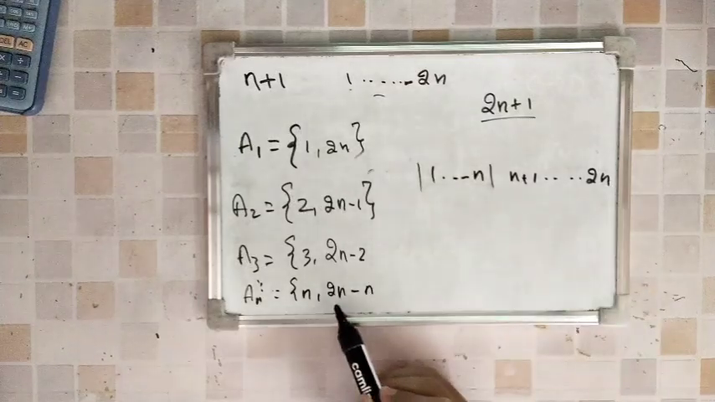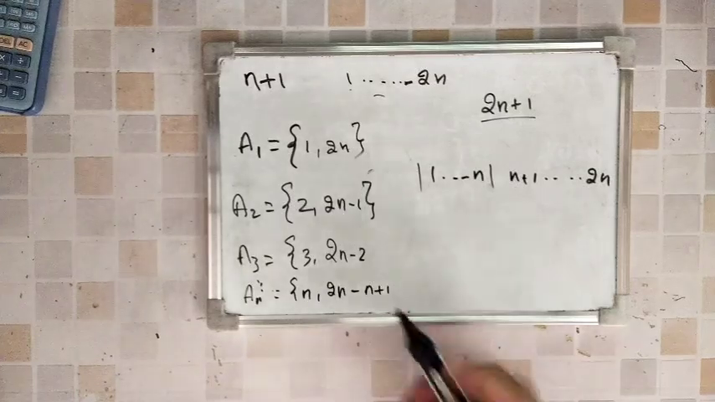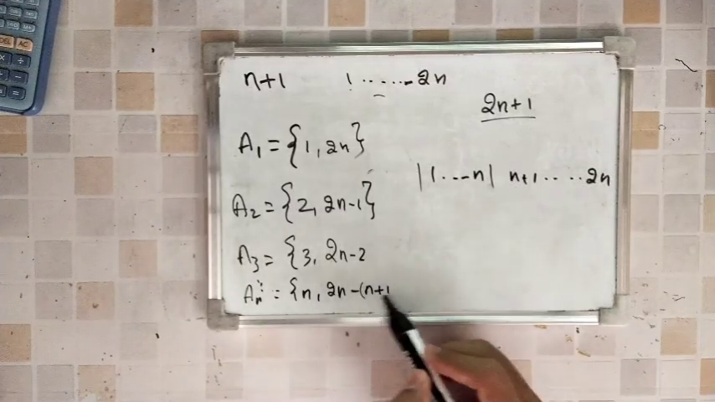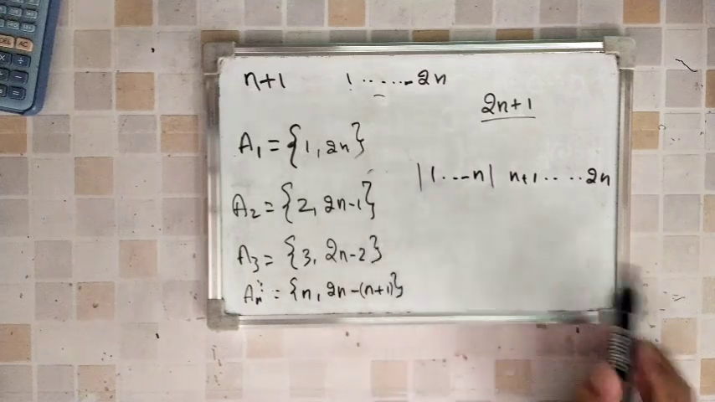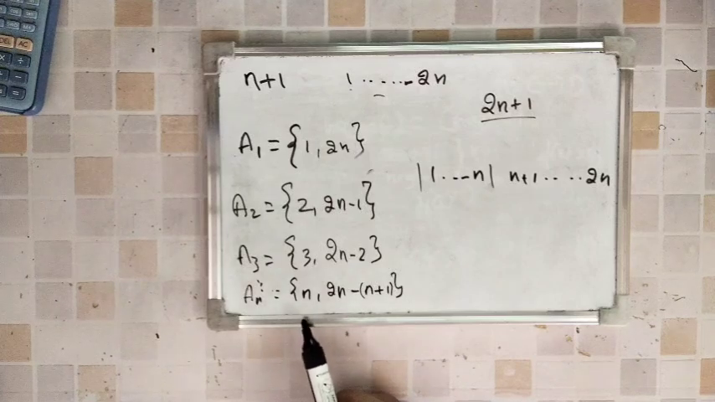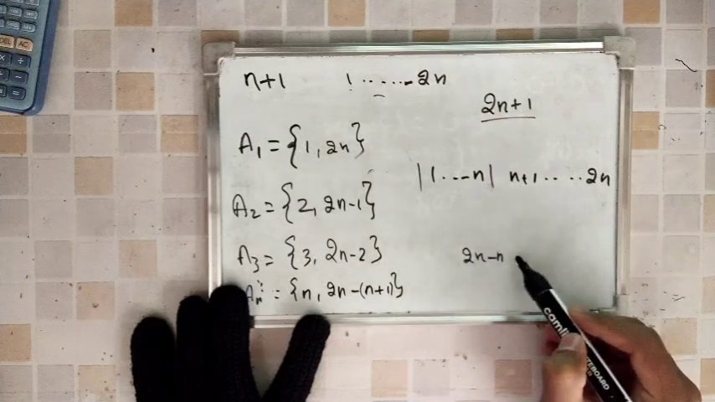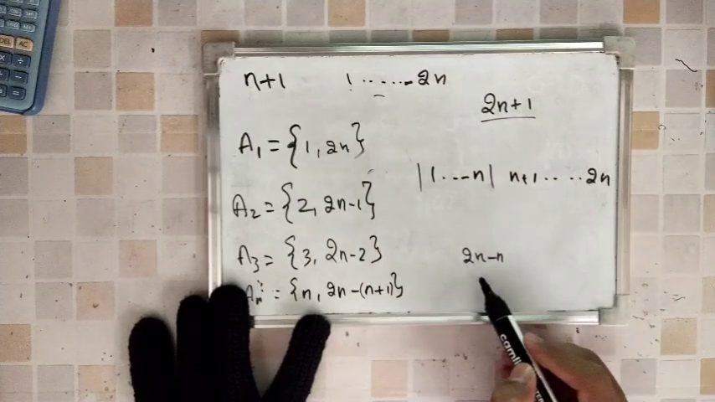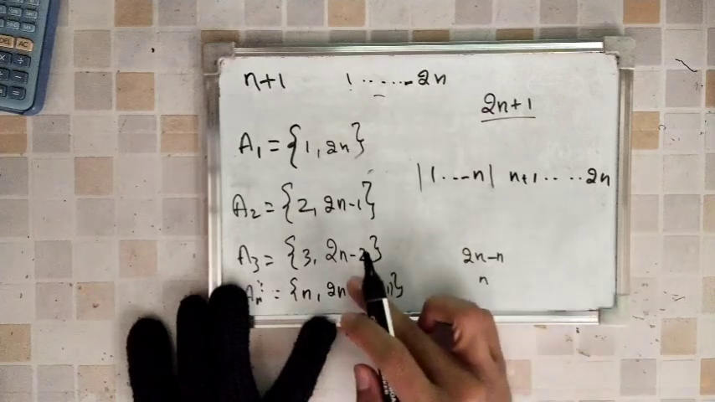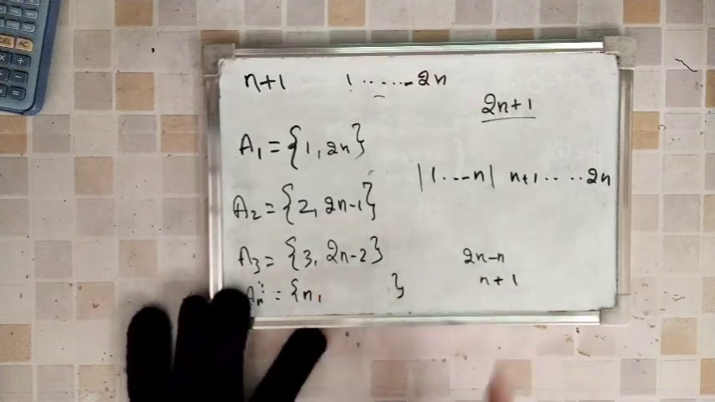So here it will be up to n. Here I will take 2n minus n plus 1. You have to take it like that, in the bracket. So what they have said is that the sum should be 2n plus 1. If I add these two, n comma n plus 1: here 2n minus n is just n, then plus 1, so here it will be only n plus 1.